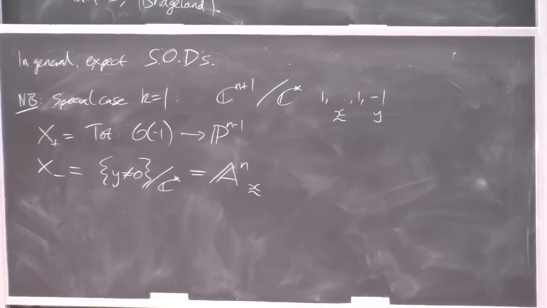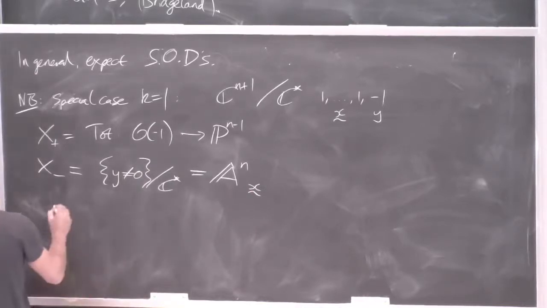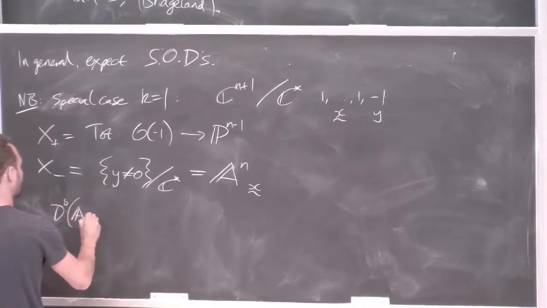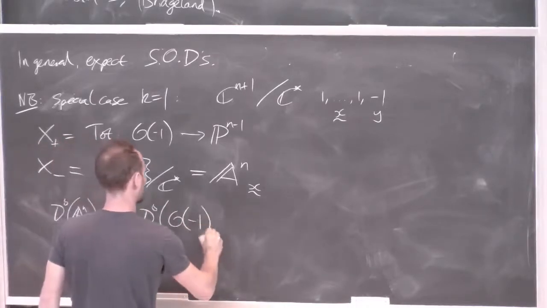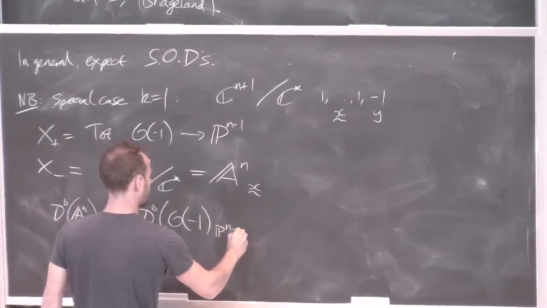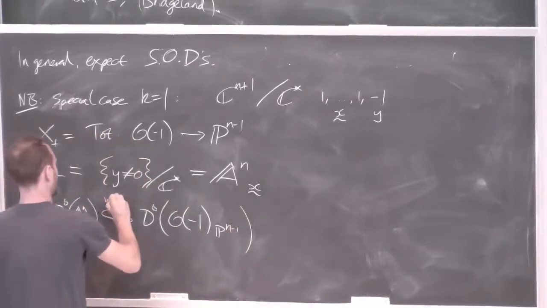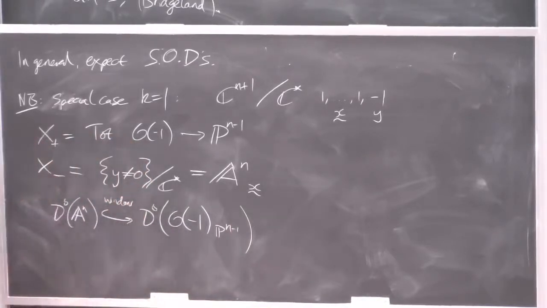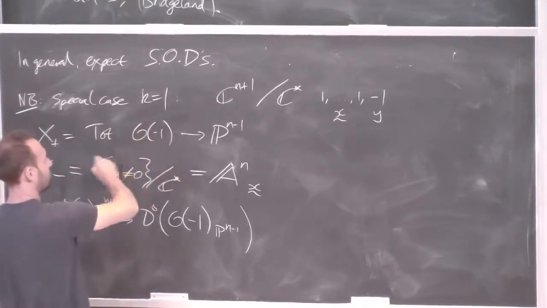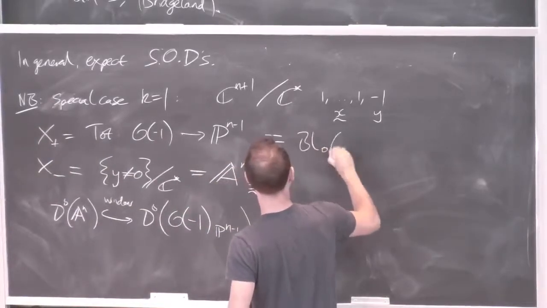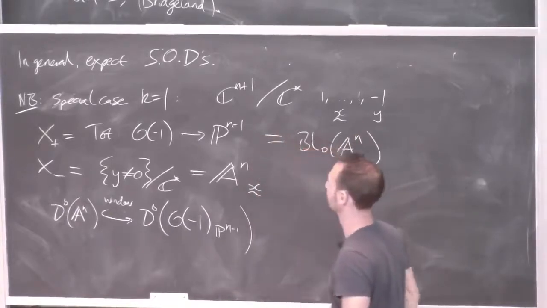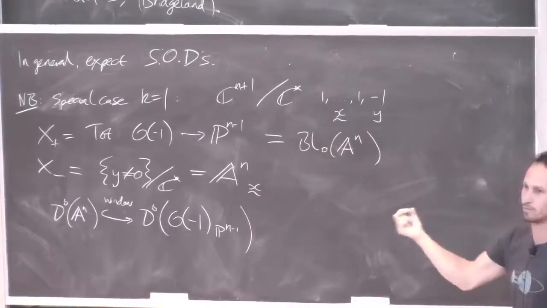Okay, and so our Windows technology tells us that you get an embedding of the derived category of affine space into the derived category of the total space of the O(-1) bundle on P^(n-1). Now, that's not very impressive because there is an obvious way to get an embedding like so, which is to observe that this guy is the blow-up of this guy in a point. Total space of the O(-1) bundle is the blow-up of A^n in a point.